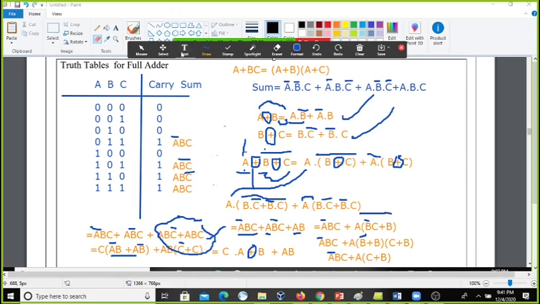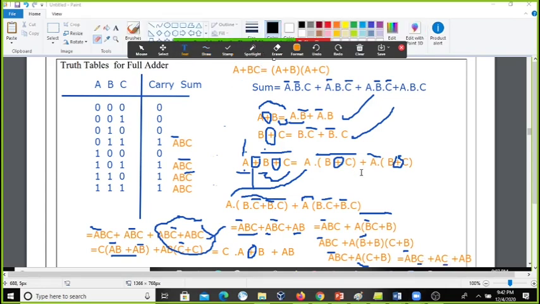Then you can write it again. This is equal to ABC plus, when you expand this, you get AC plus AB. Then from these two you have the A bar BC. From these two you can see C is common, just take the C out.